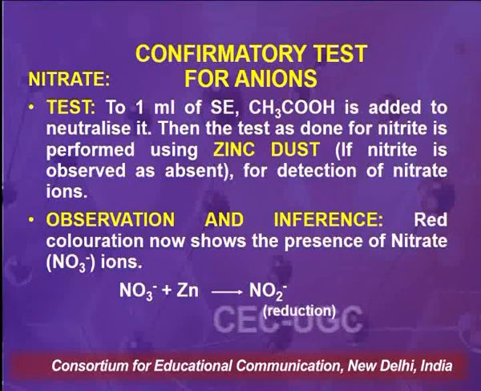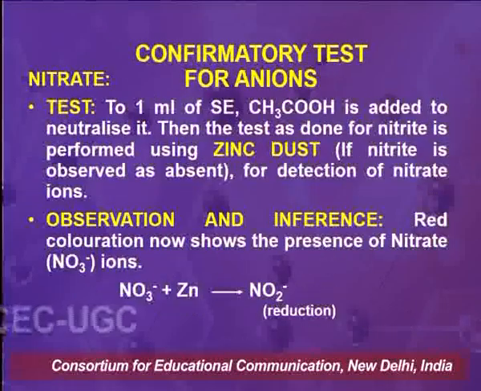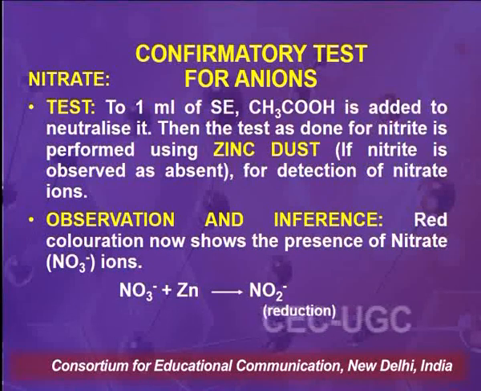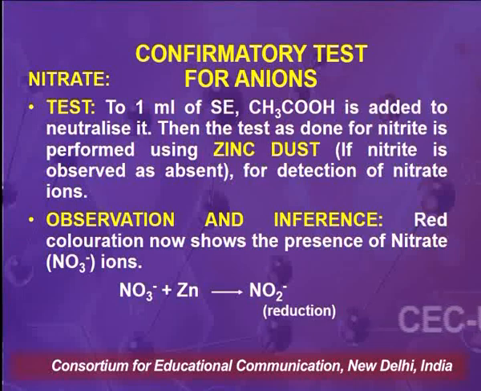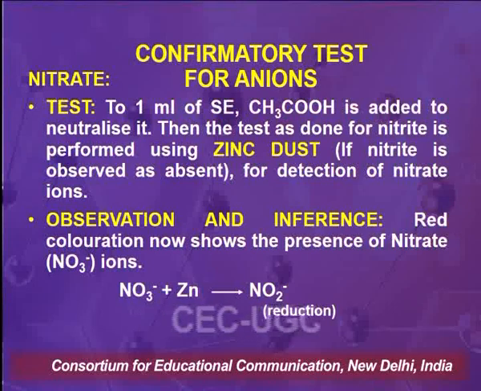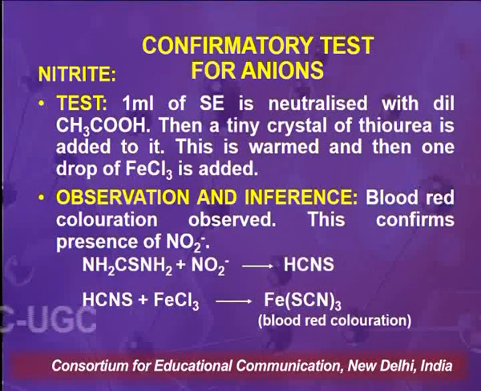That means the same test which we have done for nitrite over here using thiourea is performed for nitrate, but by adding zinc dust first, because zinc dust reduces nitrate to nitrite, and then nitrite is further analyzed as in the previous test where a crystal of thiourea and ferric chloride is added, which gives a blood red coloration.